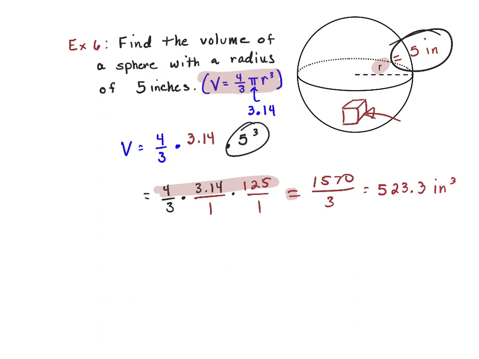Why cubic inches? Because the 5 right there was 5 inches, and so I cubed 5 inches, and so I have to cube the inch part as well, which gives me 523.3 of these little cubes that would fit inside that sphere.